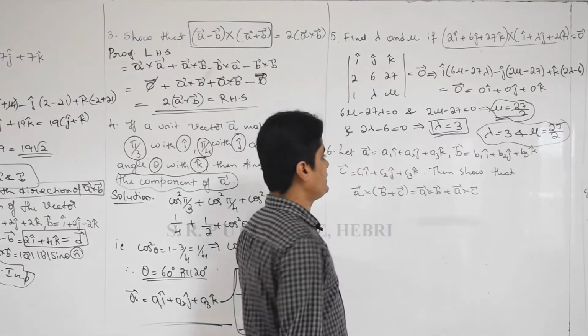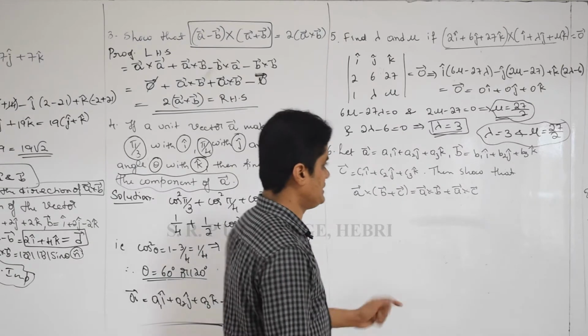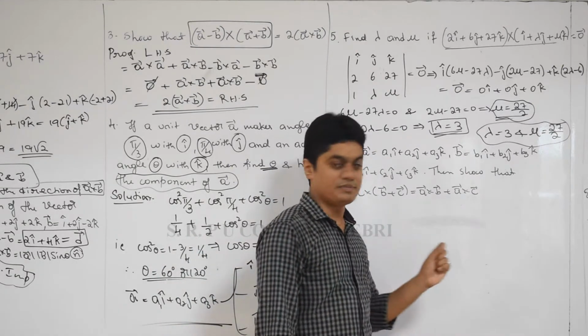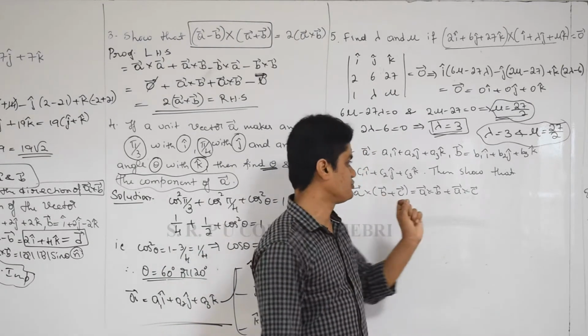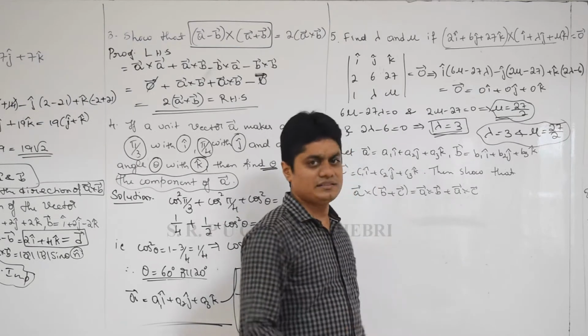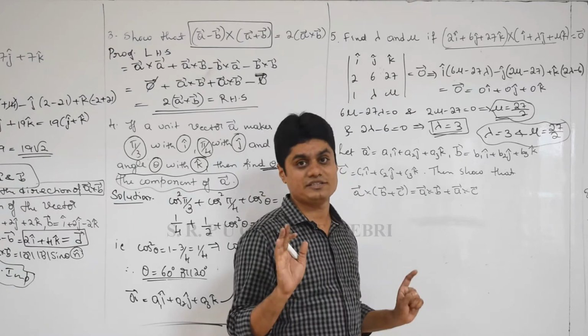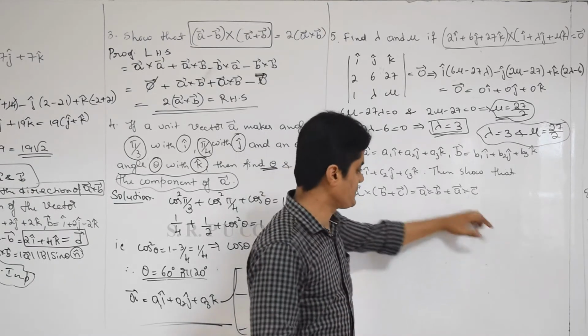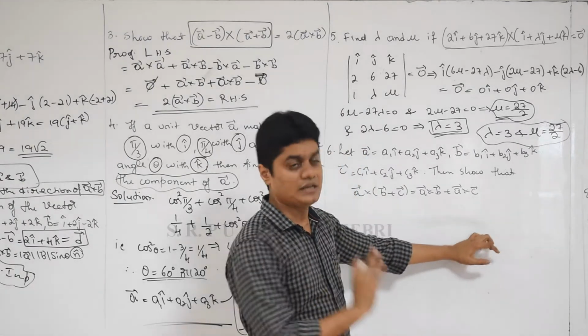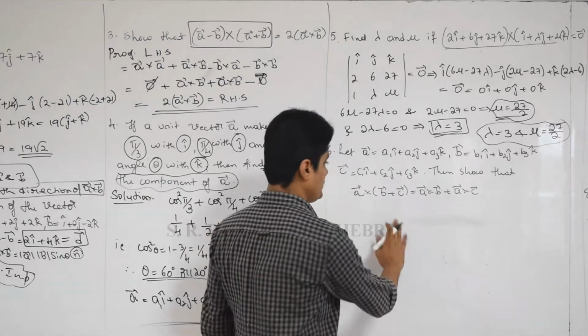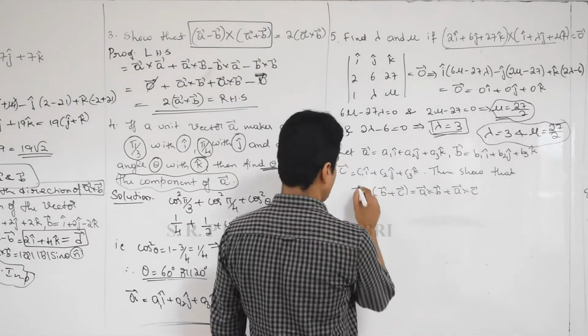Let A equal A1i plus A2j plus A3k, B equal B1i plus B2j plus B3k, and C equal C1i plus C2j plus C3k. Then show that the identity holds. I'll show you 50% of the work; the remaining 50% is homework because it is simple. I don't need to do everything, this exercise is not that important, but still you try yourself, you will get some knowledge and good experience also.